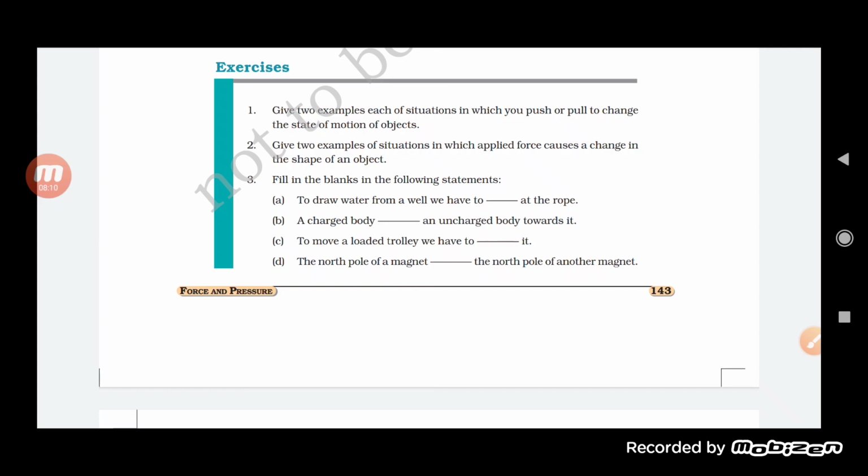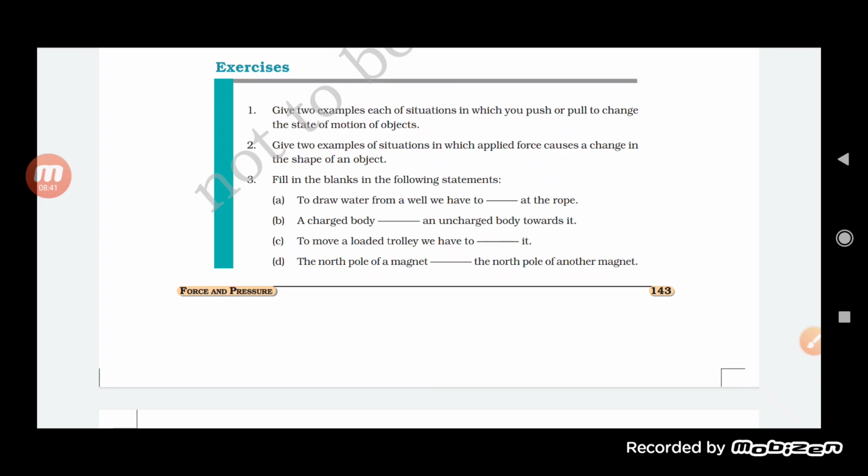The second one is with the help of a sponge. When we push it, we can change the shape of the sponge. There are a lot more, students. If we take a paper and fold it, or crush it, we are actually changing its shape. So that is also an example of a force in which we change the shape of an object.